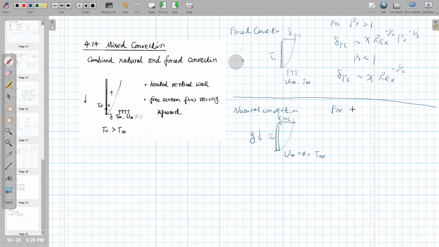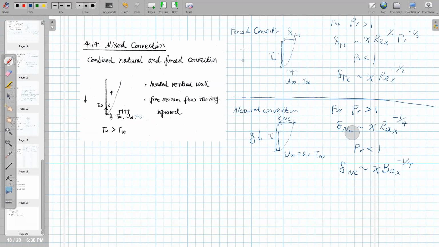So for Prandtl number larger than 1, this delta of NC will be, from our previous result, approximately x times Rayleigh number x to the minus 1/4. Okay, not equal, it's approximate. And for Prandtl number smaller than 1, the natural convection thickness will be close to x times the Boussinesq number x to the minus 1/4.